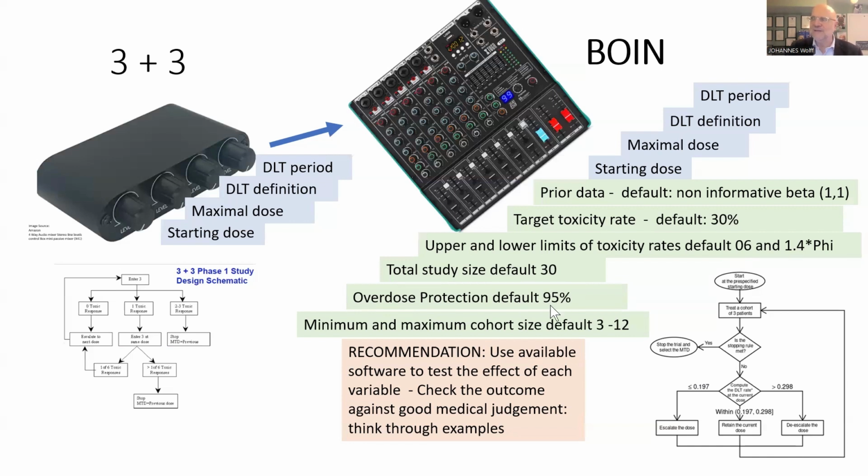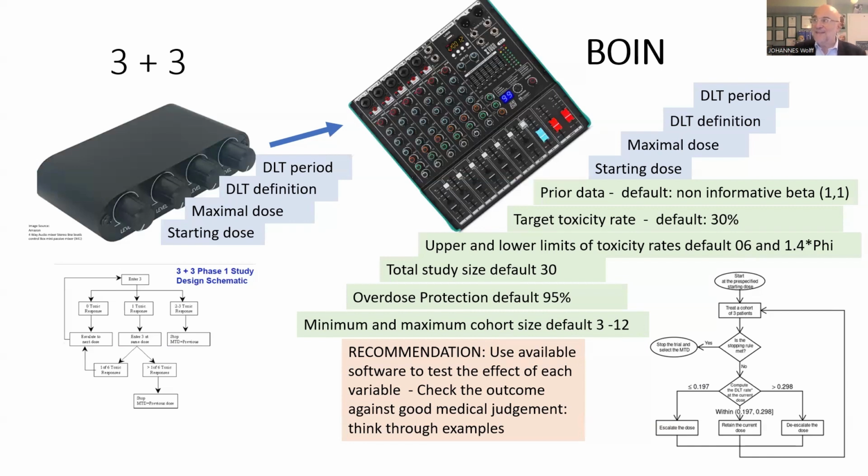The number can go down as low as 60%. And the minimal and maximal cohort sizes, you may use defaults of something like 3 to 10 or 3 to 12. With those answers, the statistician can give you the study design. But it's almost certain that when you then get it back and you look at it in detail, you may not like it. So here we have an advantage.